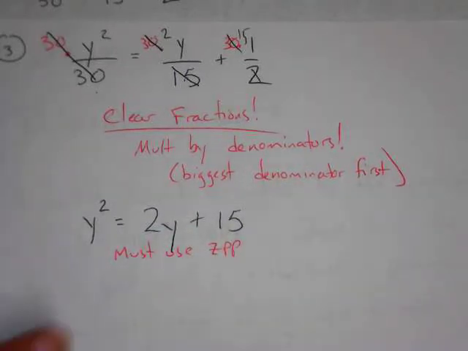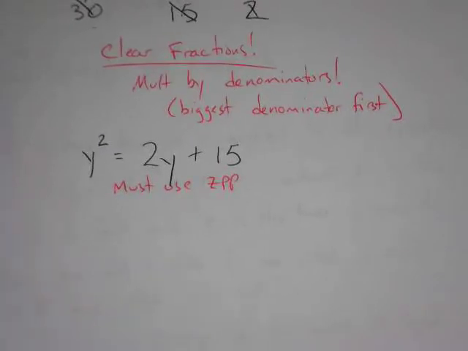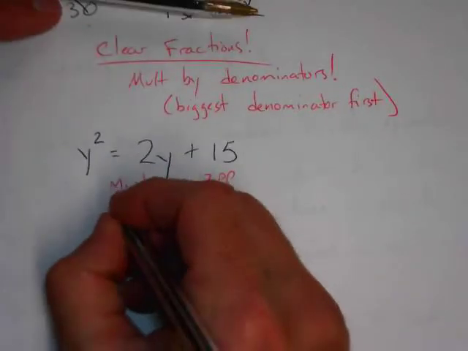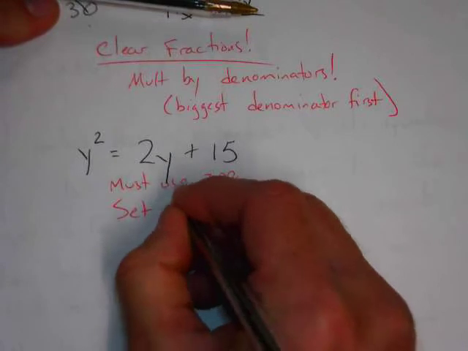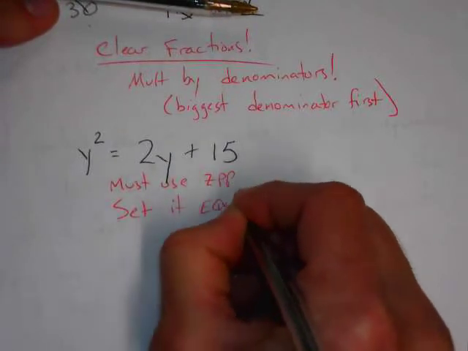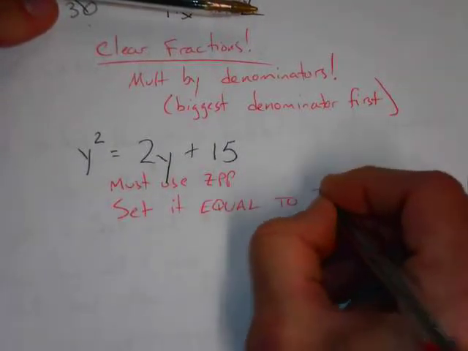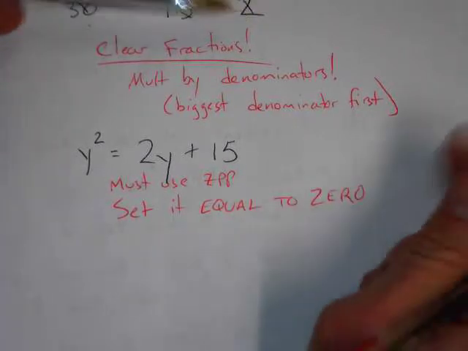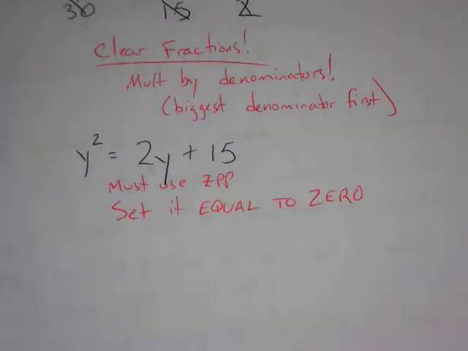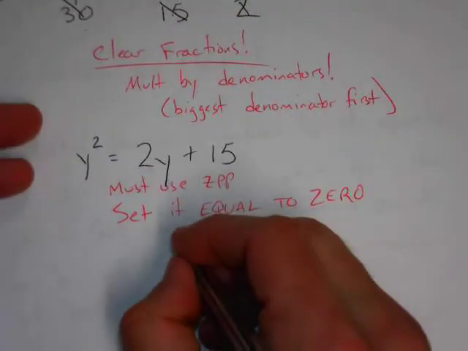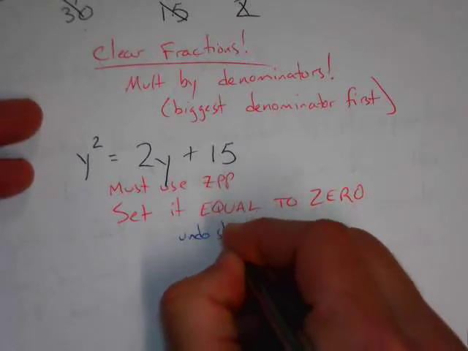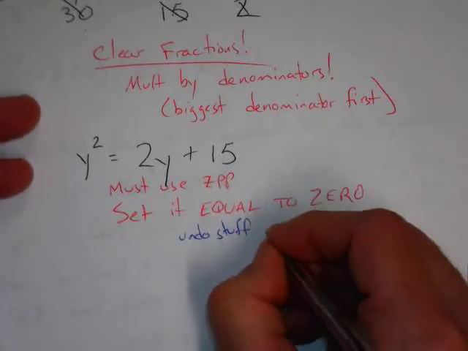So what can we do? We have to use the zero product property, but it doesn't equal 0. What can we do? We do what's called set it equal to 0. And that just means undo stuff until you have a 0 on one side.